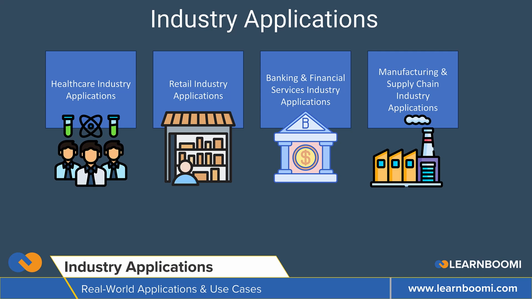Let's look at the manufacturing and supply chain industry. Manufacturing companies depend heavily on supply chain accuracy, production planning, and partner collaboration. And what are the typical challenges that they have?